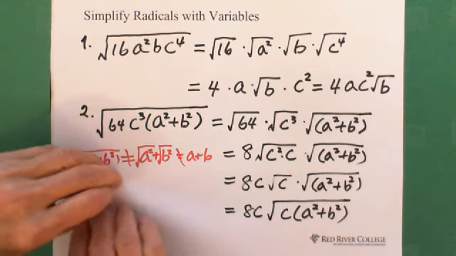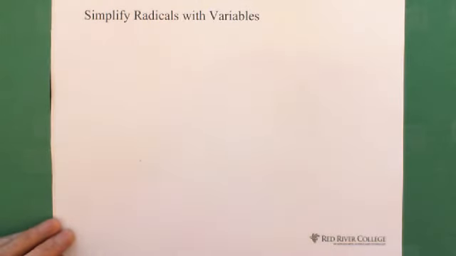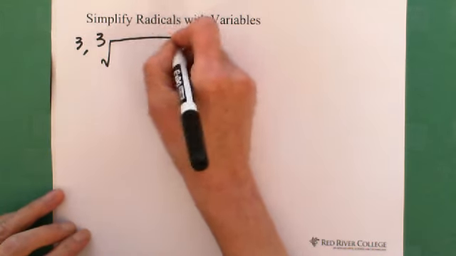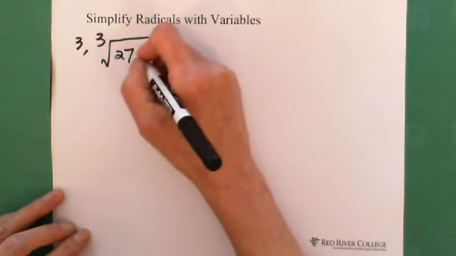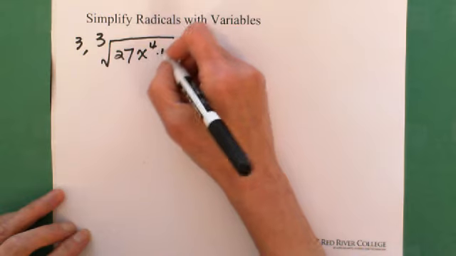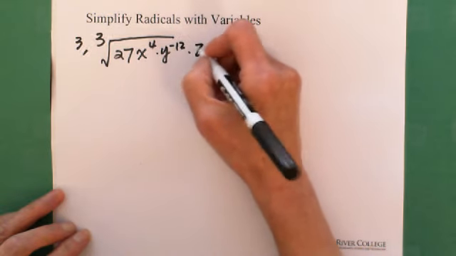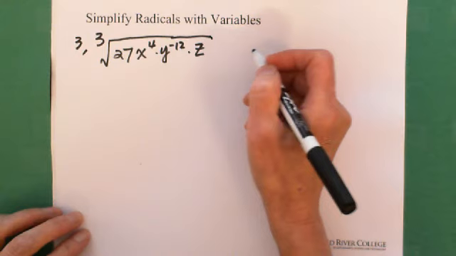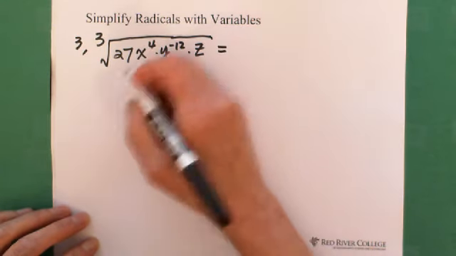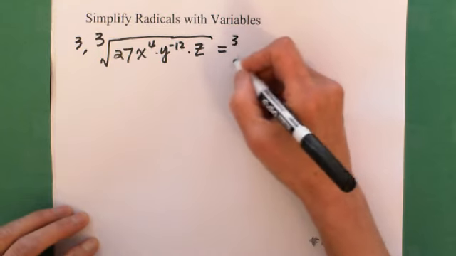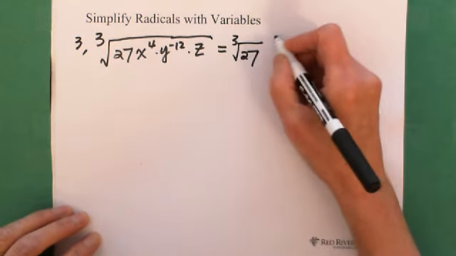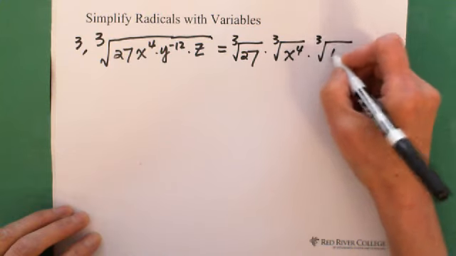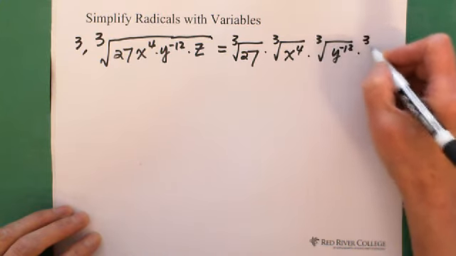The third question is to show you the cube root. So the cube root of 27 times x to the 4 exponent and y to the negative 12 exponent and times z. Because all of this is multiplied, we can separate it into four parts: the cube root of 27, multiplied by the cube root of x to the 4 exponent, times the cube root of y to the negative 12 exponent, times the cube root of z.